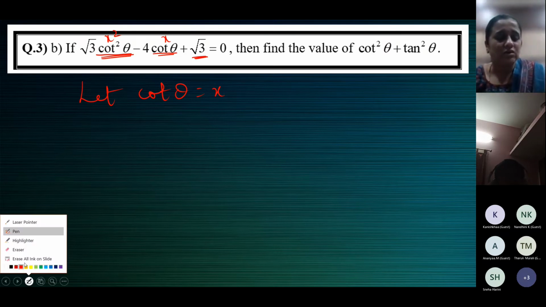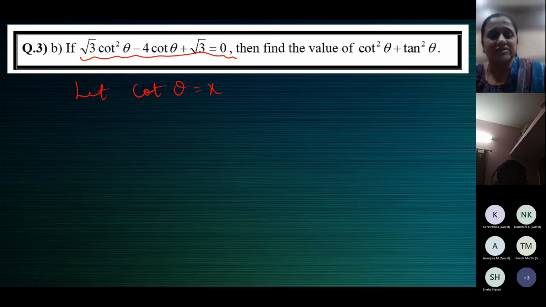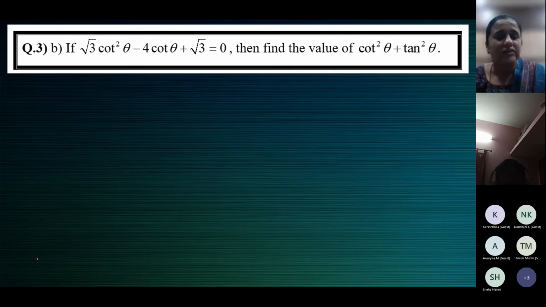So we are trying to make this look like a quadratic equation in x, for which we say let cot theta be equal to x. So if cot theta is x, then this equation can be read as root 3 x square minus 4x plus root 3 is equal to 0. Like that, we construct a quadratic equation in x. We'll split the middle term, solve, and find the values of x. Once you get the values of x, who is x? Cot theta.